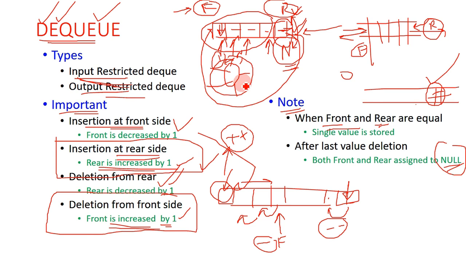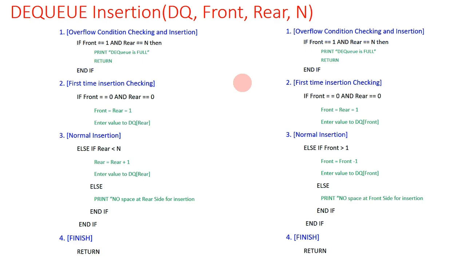So this was the brief introduction of the dequeue, and we also added a few sentences about the circular queue. Now let's move to the possible operations on a dequeue: the insertion operation and the deletion operation. Both of these algorithms are used for insertion. On the left side is insertion from the rear end, and on the right side is insertion from the front end. First, when you have to do insertion, you have to check the overflow condition.